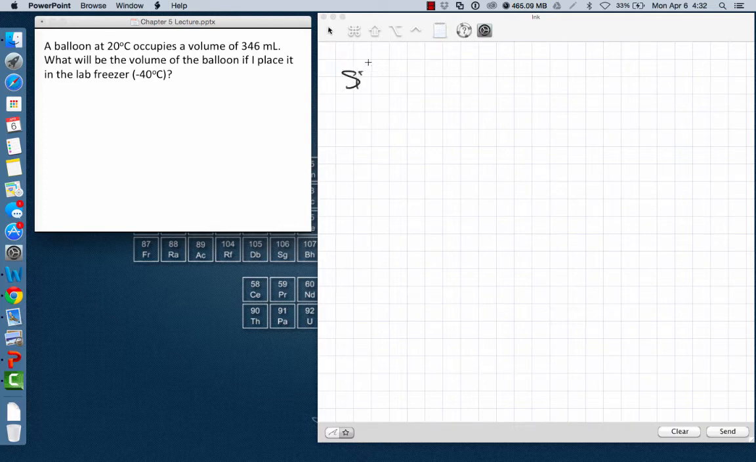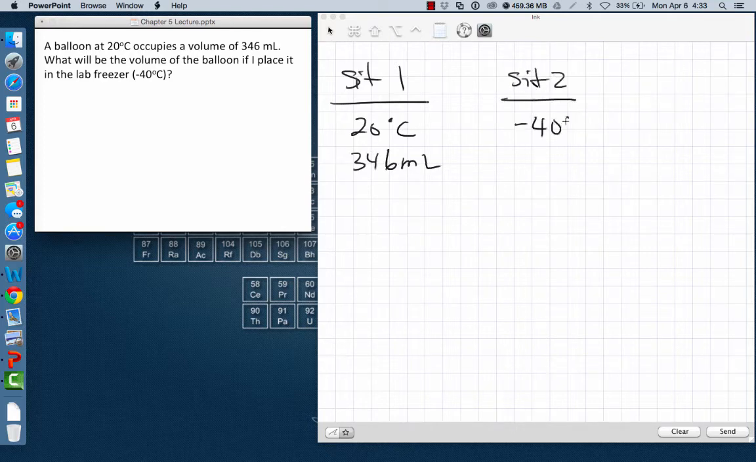So our situation 1 is 20 degrees C and 346 milliliters. Our situation 2 is going to be negative 40 degrees C, and we need to know the new volume. So we want to say the question is volume 2. Now, notice that these are both in degrees Celsius, except that when we talk about gas temperatures, we always have to put it into Kelvin. So this is going to become 293 Kelvin, and this is going to become 253 Kelvin, right? Wait, 273 minus 40, that's 233 Kelvin, sorry.